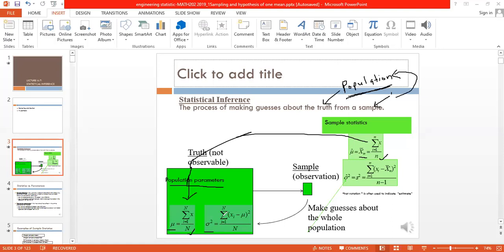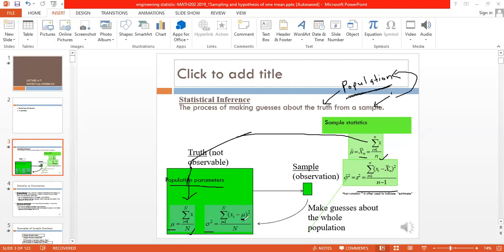The same way, we also have the sample variance. The sample variance is slightly different from the population variance. This time, the denominator is what? n minus 1 instead of n. And then the deviation is from the sample mean, not from the population mean. That's the difference we have here.